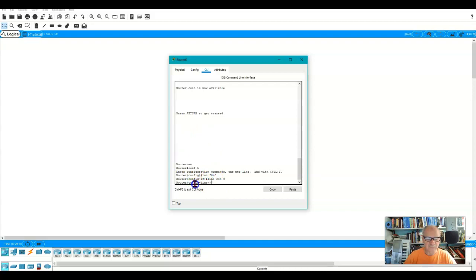All right, so these are the various modes that you'll need to know about and kind of learn the hierarchy of how they're put together.